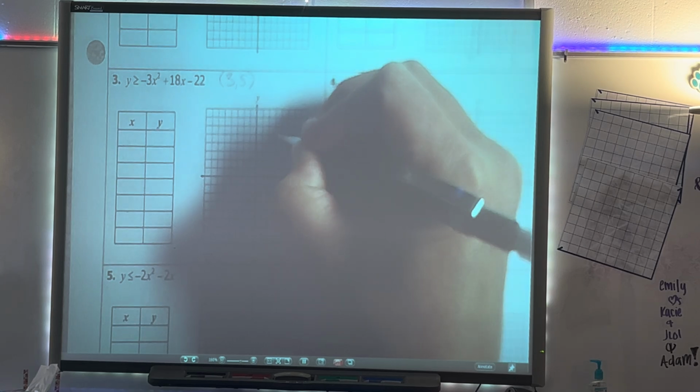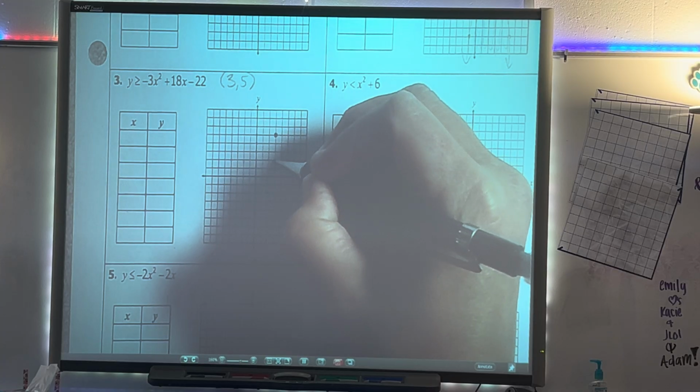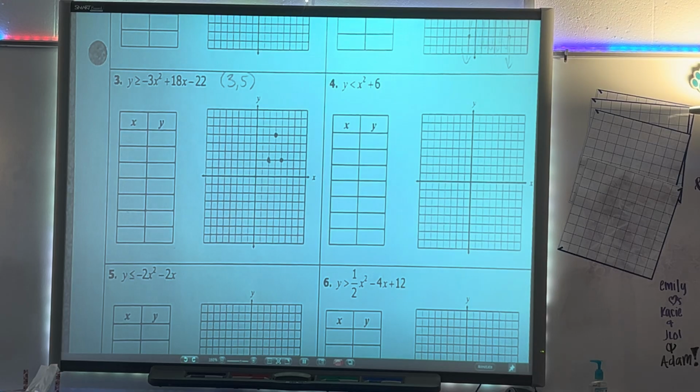Okay, this is going down. So I know the next point, if I go down 1, 2, 3, and I go over each direction, I've got points right there and there. Other than that, I don't know.